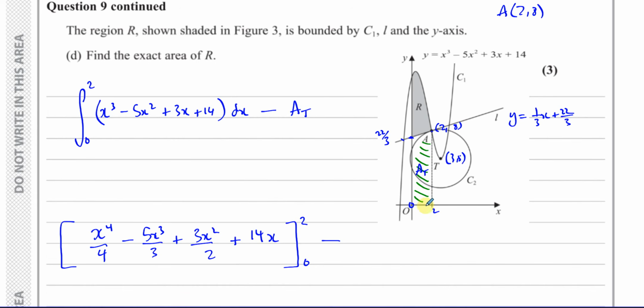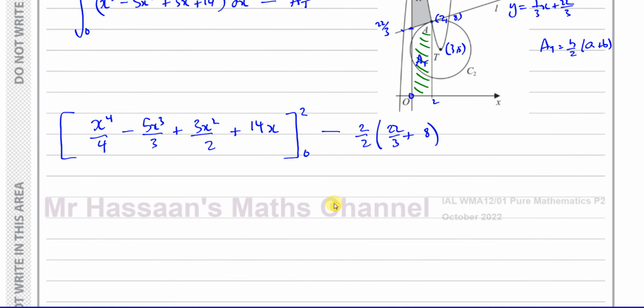Minus the area of the trapezium. The area of a trapezium is h/2 times (a plus b), where h is the distance between the parallel sides, which are these sides here. So it's 2/2 times the sum of the parallel sides, which is basically this length, 22/3, plus this length, which is 8. That's the area of the trapezium. So this should give us our required area. Now I've got to put 2 in here and 0 in here. Putting 0 in, everything's going to become 0, so I just have to worry about putting 2 in there.